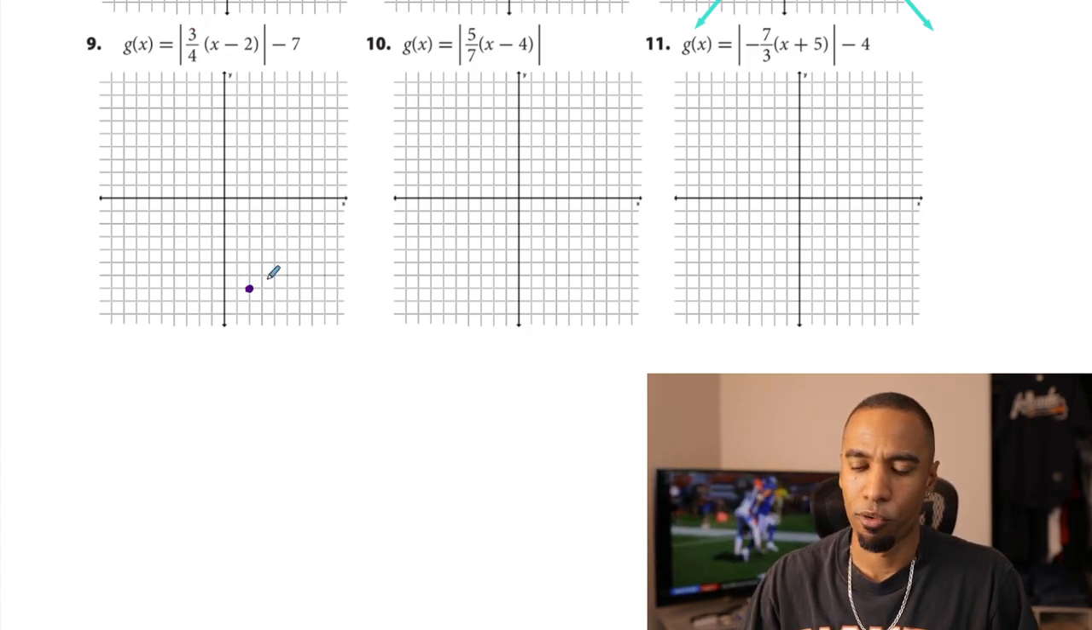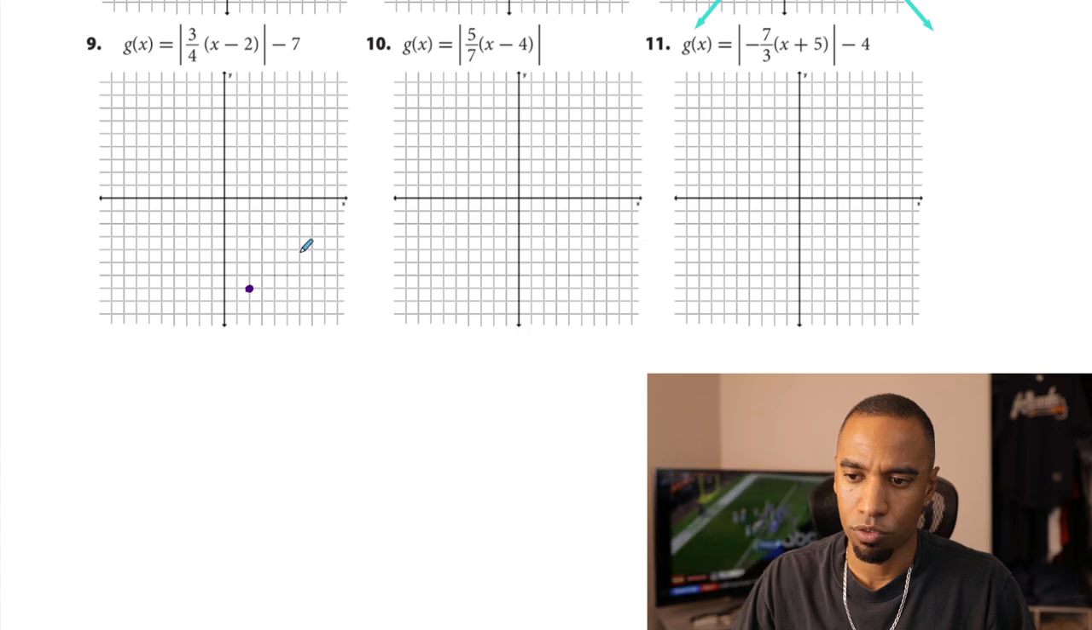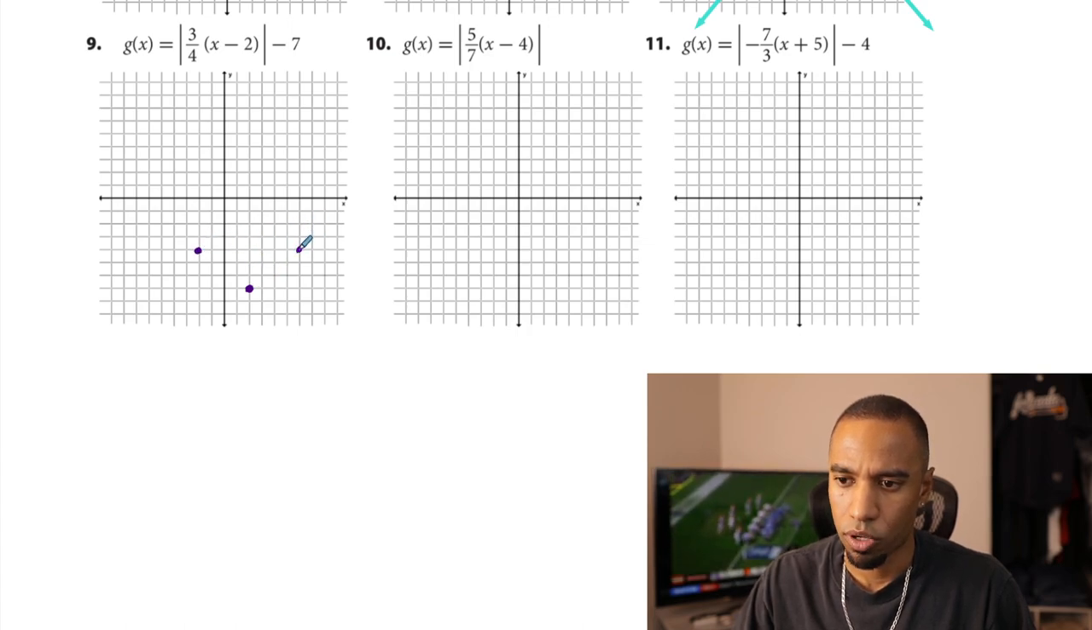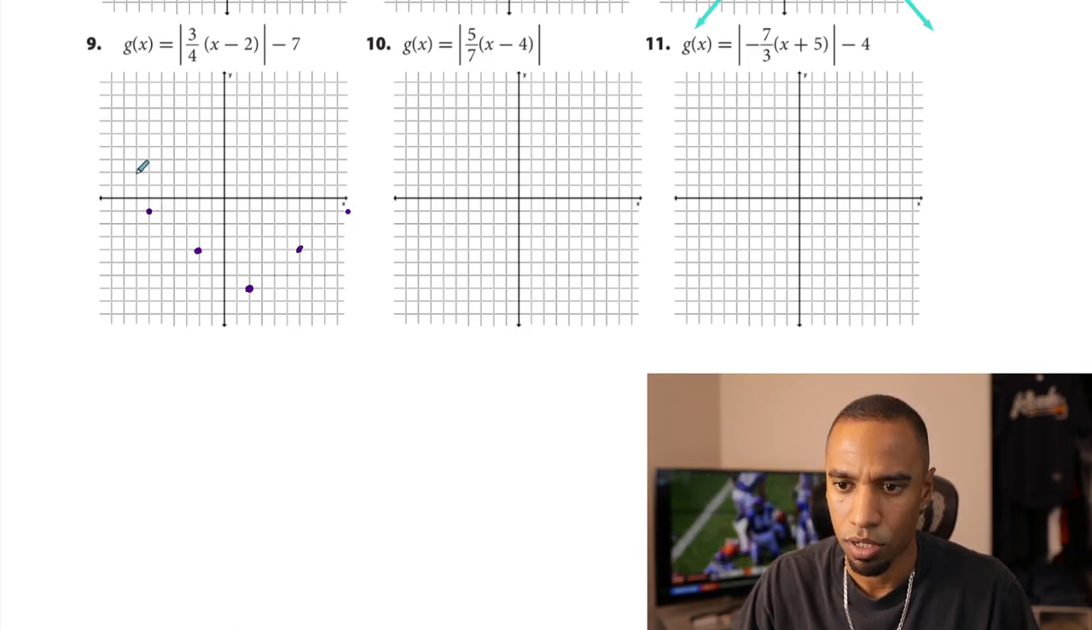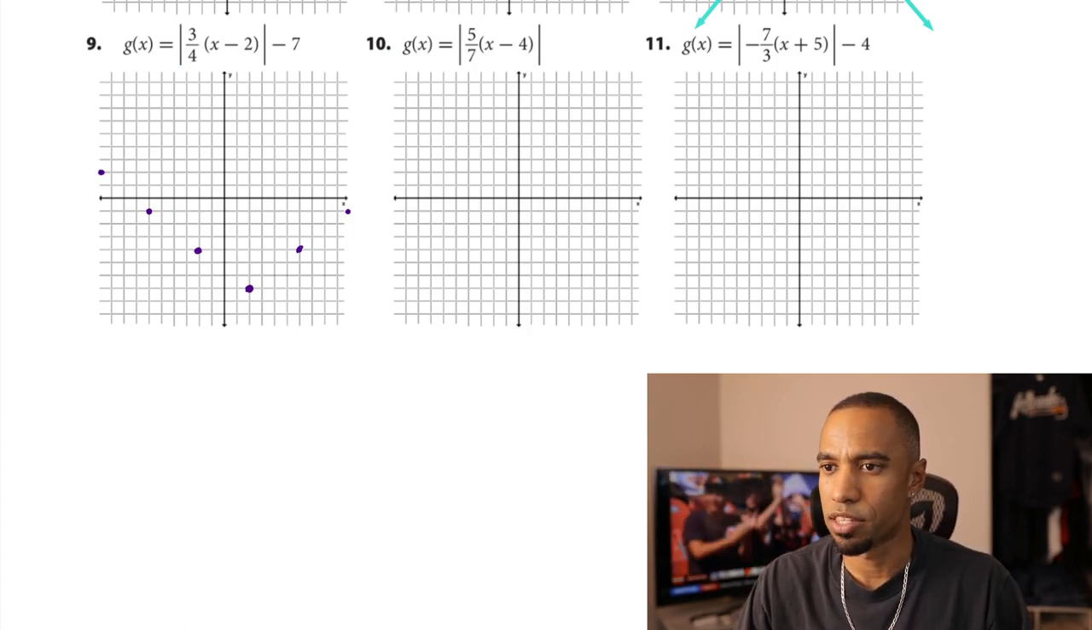All right, rise 3, run 4, both directions. Up 3 over 4, up 3 over 4. One more time. Up 3 over 4, and up 3 over 4. I can keep going on this one. Up 3 over 4, like that. All right. Once again, the symmetry is there.